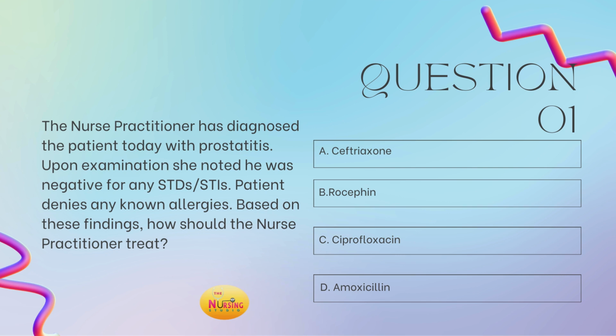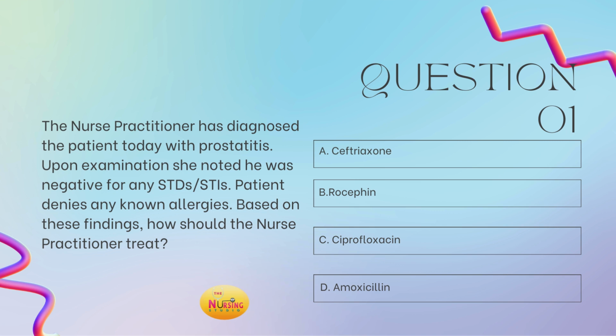So here it's asking you how should the nurse practitioner treat. So you know what we do? We run it back, right? Because if we're looking for treatment, we have to have a diagnosis. In order to have a diagnosis, we have to have an assessment to lead to a diagnosis, right? So go back and look at what the assessment and diagnosis is. So here they already told you that the nurse practitioner has diagnosed this patient with prostatitis. The patient doesn't have any allergies. The patient was negative for STDs, STIs.